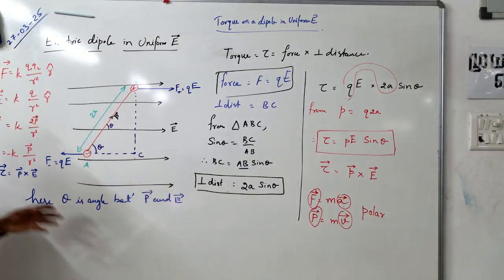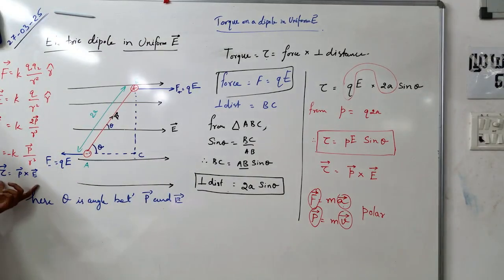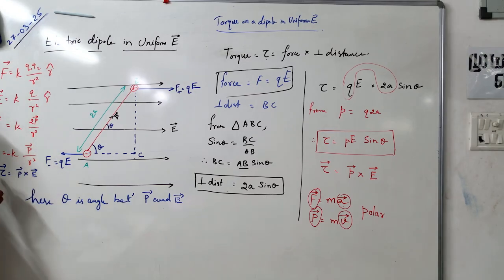And here comes a new category of vector called the axial vector. Axial vectors always indicate the plane where the change is taking place. So here the torque is not acting in the direction of P or in the direction of E.